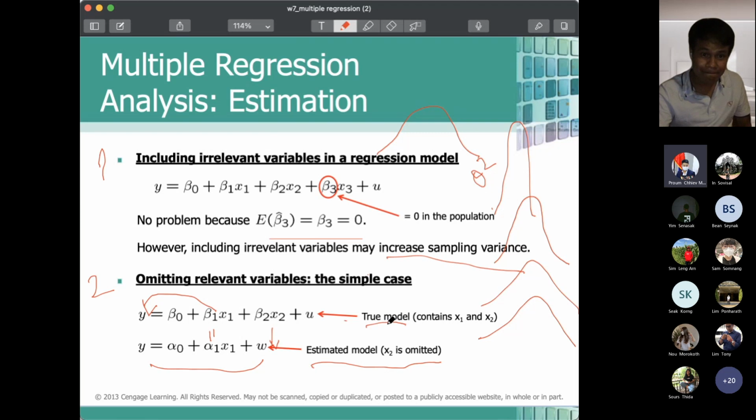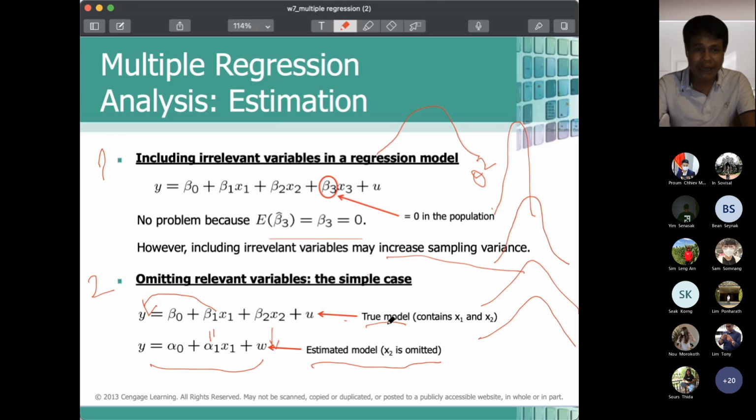Clear? Teacher, when you explain that we omit the x2, what about the estimated model's alpha 1 and the true model's beta 1? Are they still the same or do they change? That's what we are going to discuss next.